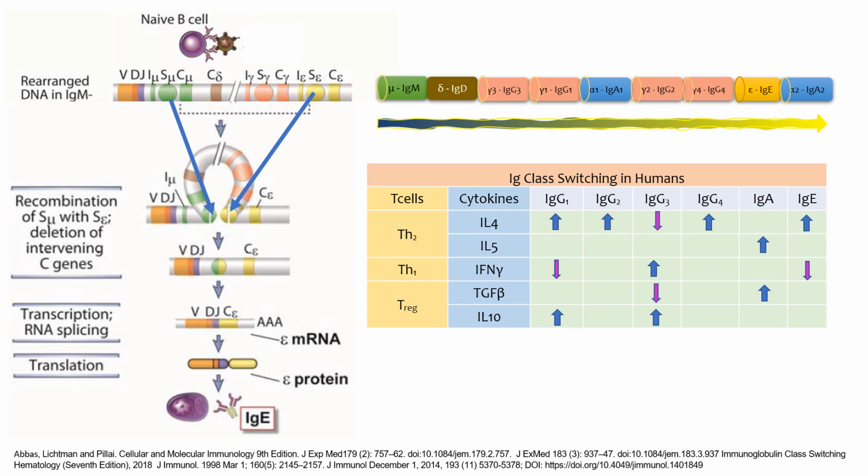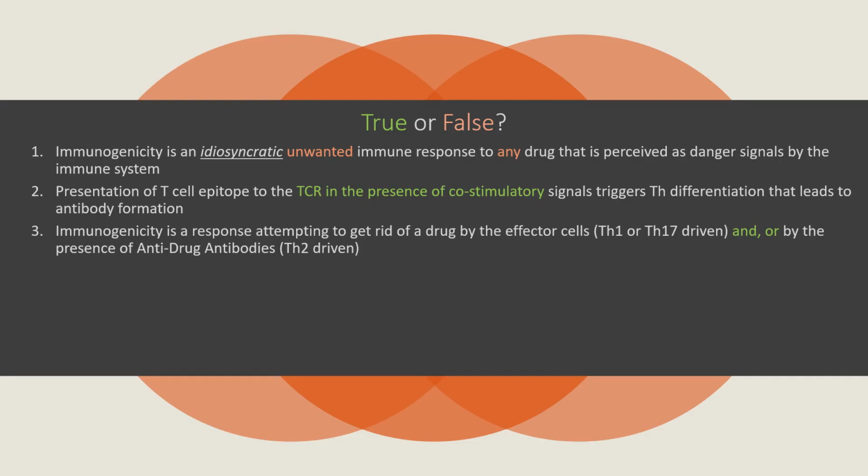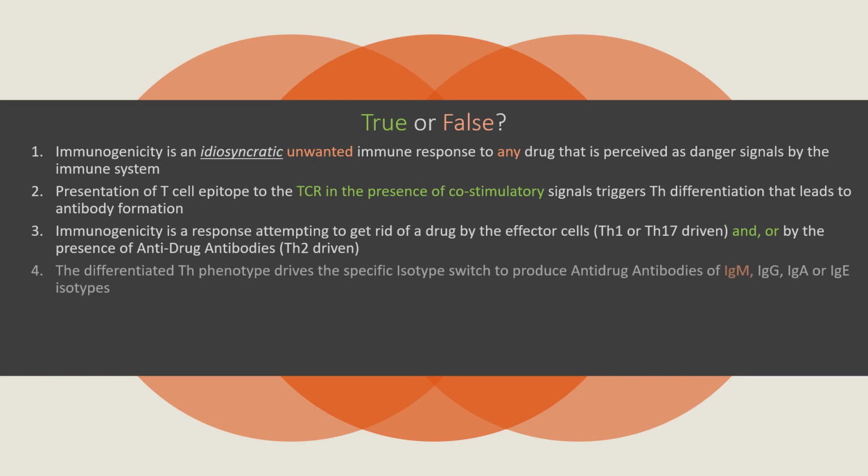Ultimately, for antidrug antibodies, the isotype characterization is not as important as understanding that there's presence of antidrug antibodies that could be getting rid of the drug or could be producing safety effects in each person, and they have to be followed on a case-by-case basis. So let's finish with the last three statements. The differentiated TH phenotype drives the specific isotype switch to produce antidrug antibodies of IgM, IgG, IgA, or IgE isotypes.